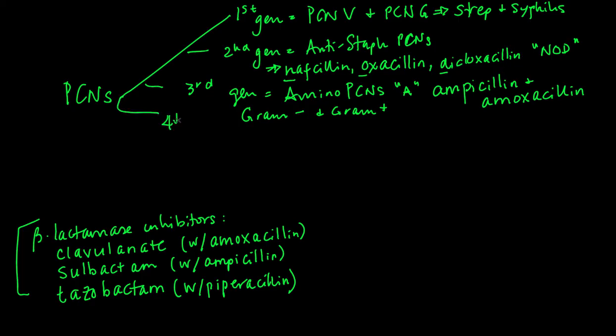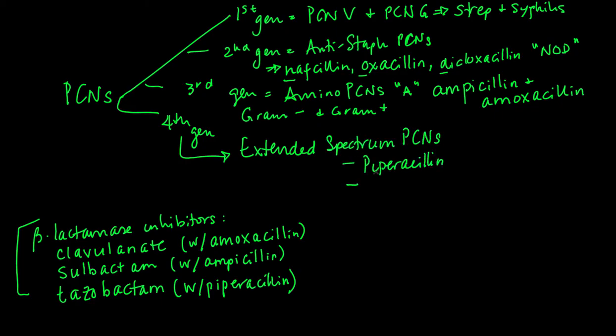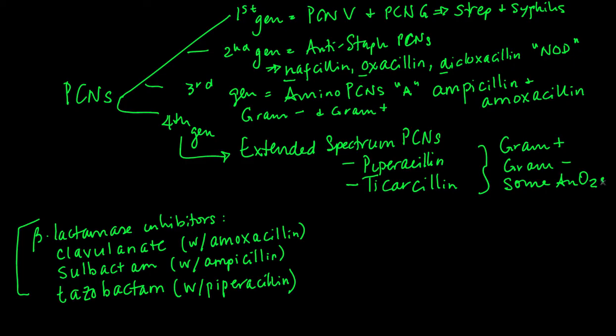Finally, the fourth generation penicillins are the big guns, or extended spectrum penicillins, piperacillin and ticarcillin. They are called extended spectrum because they cover even more gram-negatives than the aminopenicillins, including some Pseudomonas aeruginosa strains. They also have good coverage against streptococci and staph, but importantly, they do not cover MRSA.